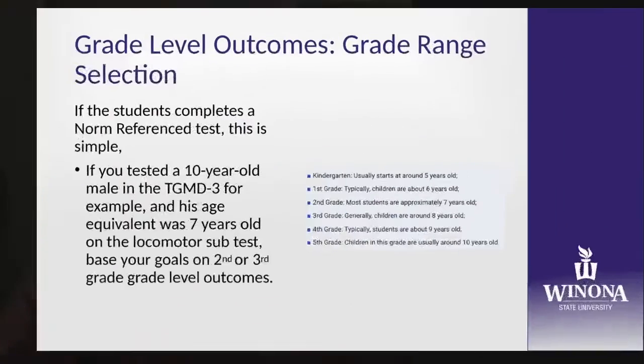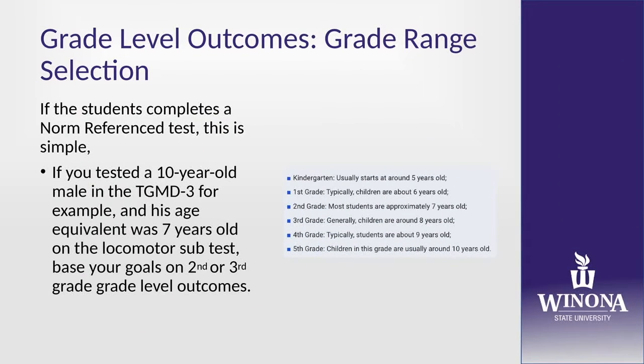What you're going to do, let's go ahead and make that bigger. What you're going to do is, if you tested a 10-year-old male in the TGMD3, for example, and his age equivalent was 7 years old on the locomotor subtest, based on your goals, a second grade or third grade level outcome could be appropriate for this specific student.